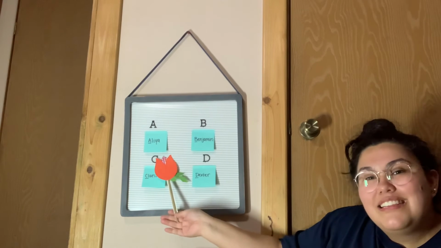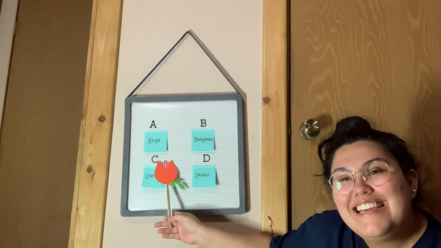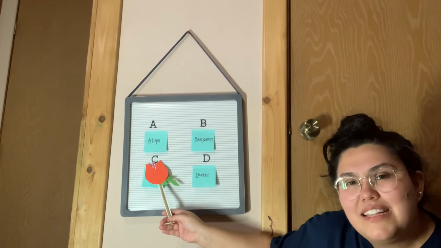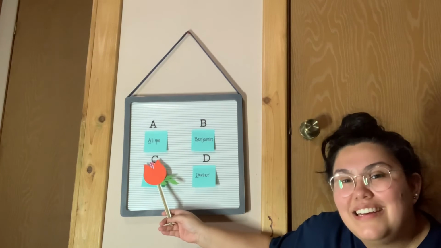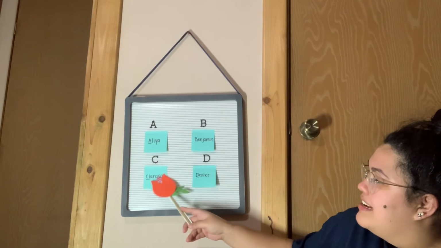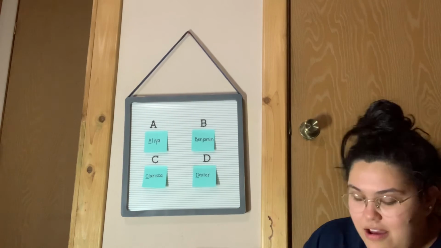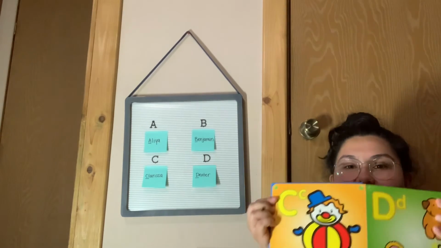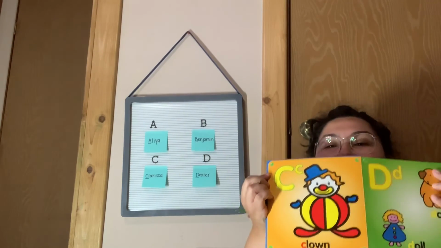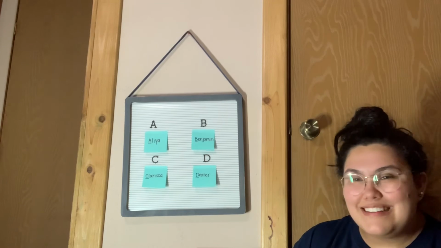Now, what letter was this? It was the letter C. And what sound does the letter C make? Good job, boys and girls. Now, besides Clarissa, what is a word that starts with the letter C? Clown. Good job, boys and girls.